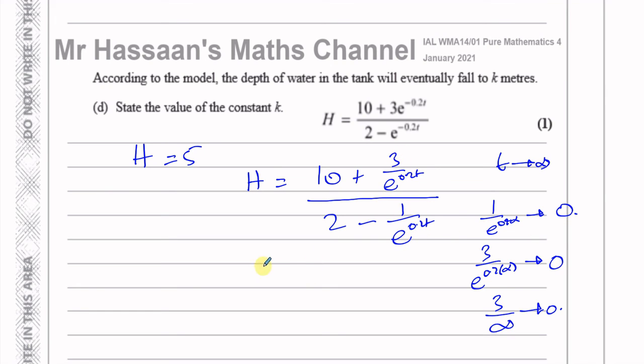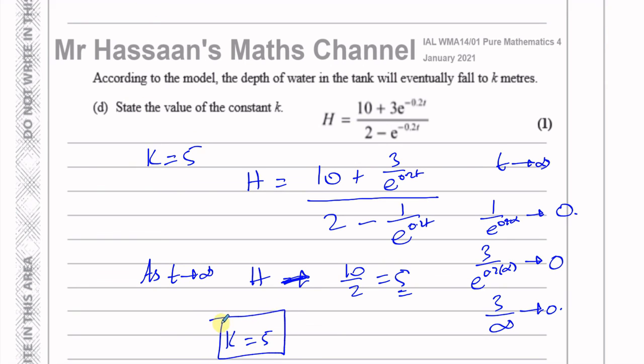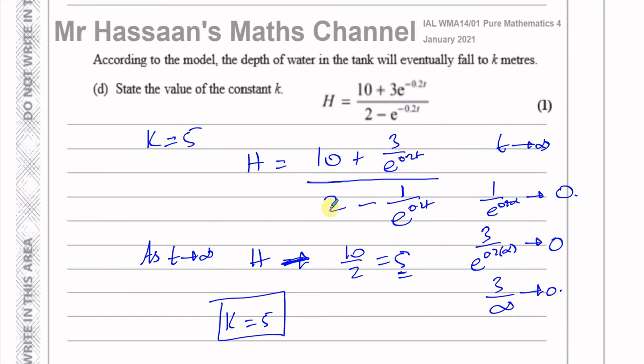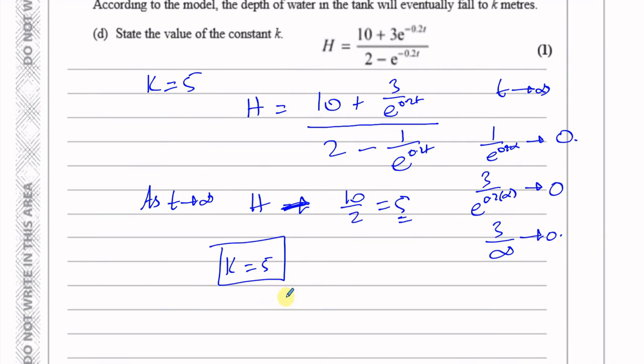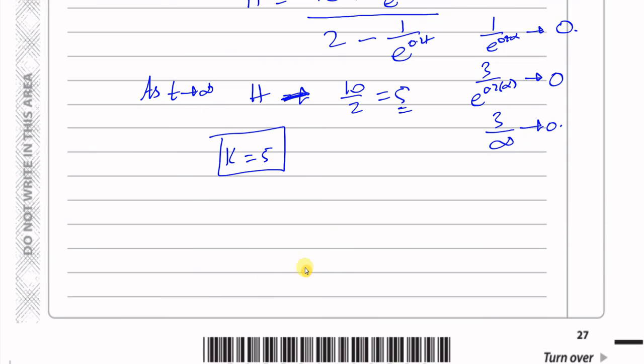So that means you can say as t approaches infinity, h approaches 10 over 2, which is equal to 5. Okay, so the constant k is going to equal 5. So I'll put k equals 5 here. That is the value that the height will eventually fall to. Okay, so that's how you answer part D, and I think that's it.